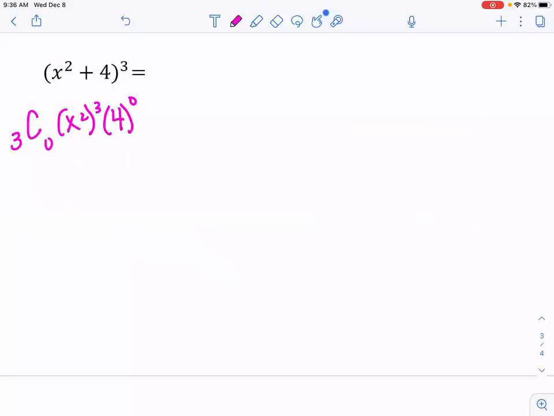Now we're going to increase our combinations and the power of our second term while we decrease the power of our first term. So now we have 3 combinations of 1, x squared squared. But now 4 to the 1. Remember, we always want this number right here to match this exponent right here. Those are always going to match.